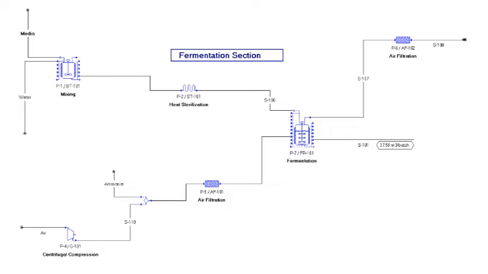Operation Unit 5: Absolute Filter EF101. This filter provides sterile air and ammonium to the fermenter at an average rate of 0.5 ppm.